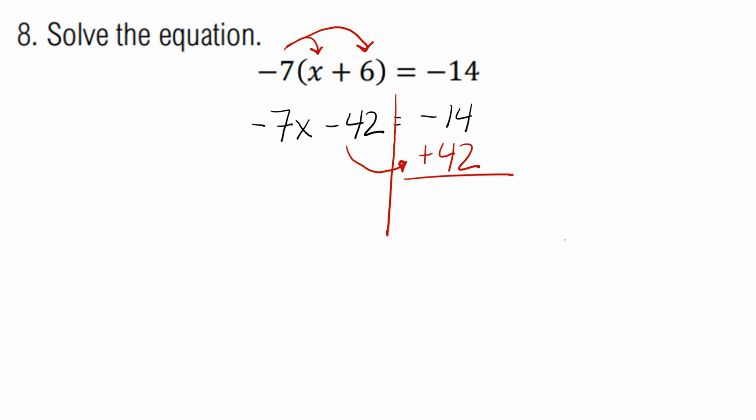The negative 7x is going to stay the same, and when we add negative 14 plus 42, we end up at positive 28. Our last step, we're going to take our negative 7 and again move the number away from the variable x. The 7 and the x side by side means multiply, so again we would do the opposite operation. We would divide by the negative 7. 28 divided by the negative 7 would give us an answer of negative 4.